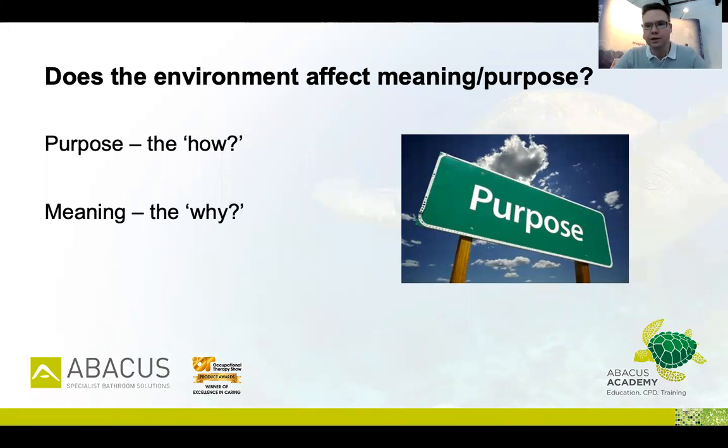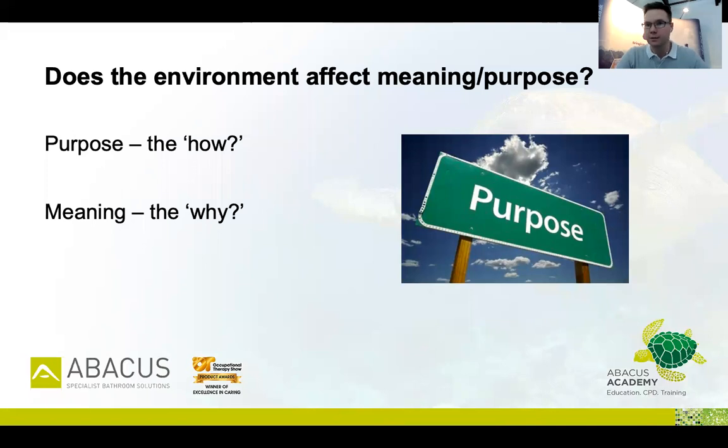Why do you get dressed in the morning? It's not because you have to. It's not the act of getting dressed, but what you are doing once you are dressed, what you have to be dressed to then go and do, that is the meaningful. So what I'm asking there is, does the environment change that?